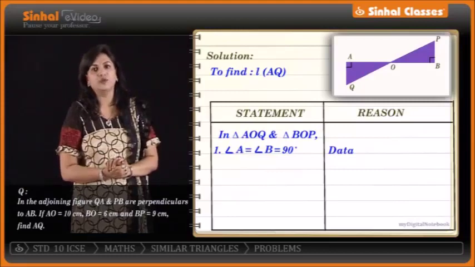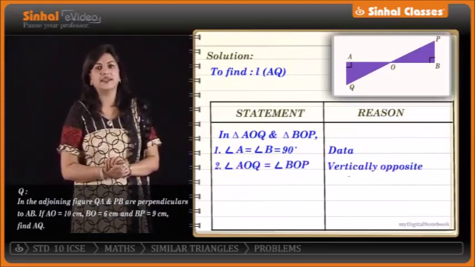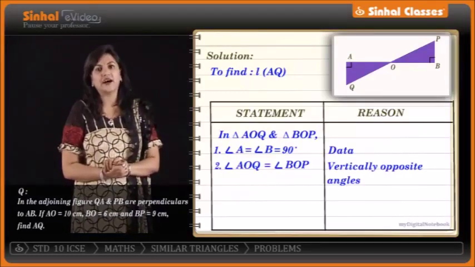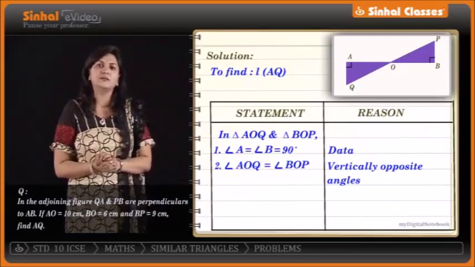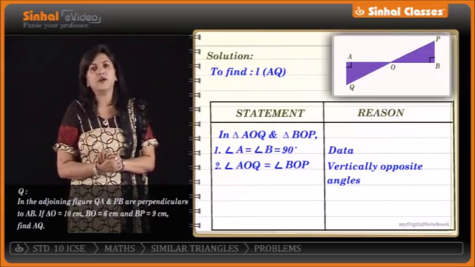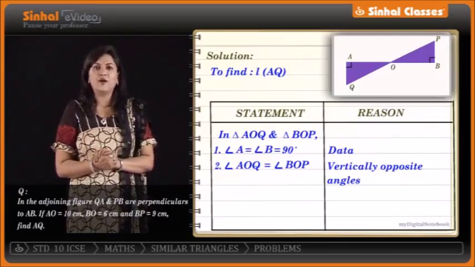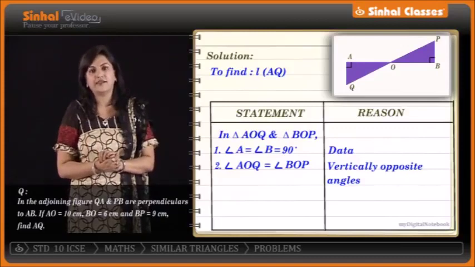Angle AOQ is equal to angle BOP, vertically opposite angles. Now we have proved two angles are equal. So we can say these two triangles are similar by AAA test of similarity. Now when we are doing similarity, it is important the order in which we write the name of the triangle. When we were doing congruency, we wrote the order of the triangle in any fashion. It didn't matter. But here, the order in which you write the name of the triangle will matter.